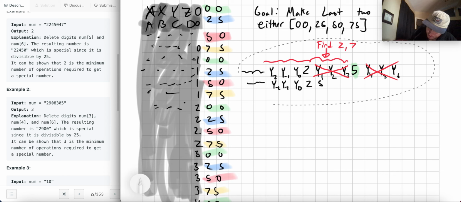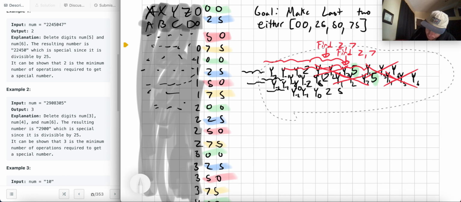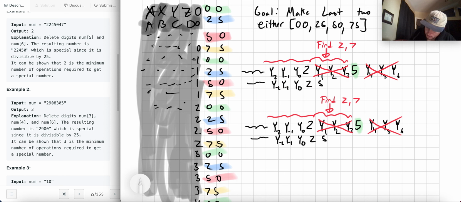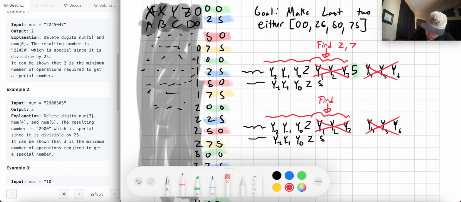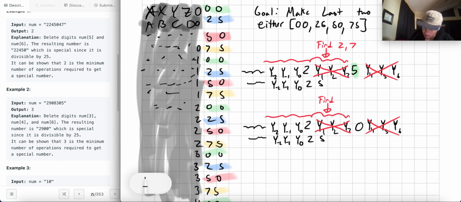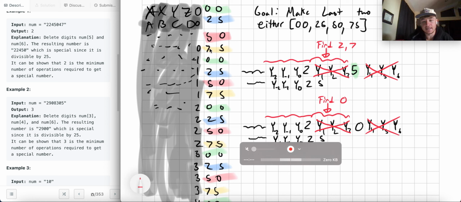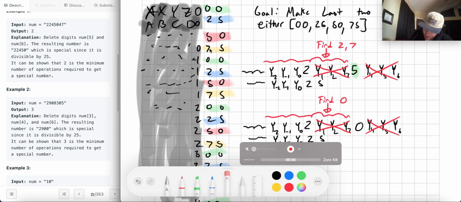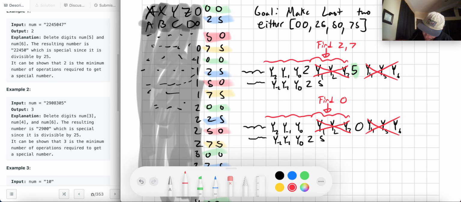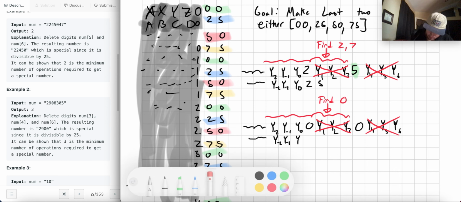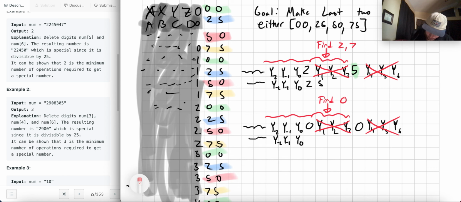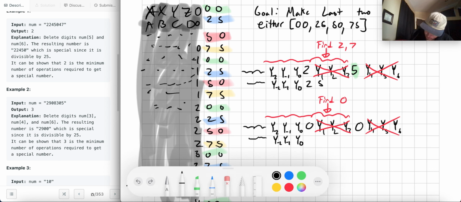Let's think about another case now. What if it was a 0 here instead? If it was a 0 here, I would need to find the last 0, because that's the only thing that can go with a 0 at the end to make it divisible by 25. So let's say right here was the last 0, and that would result in an answer of 0, 0, 0.